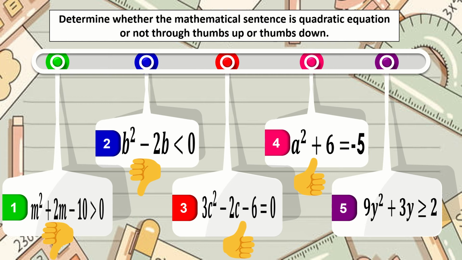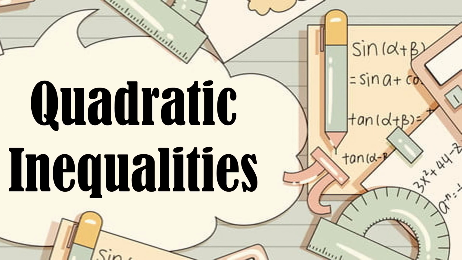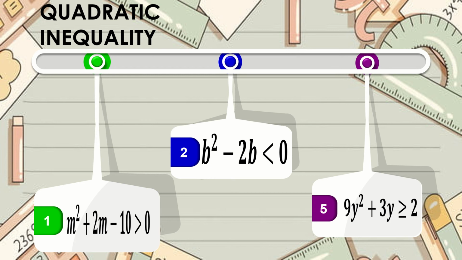Number 5. 9y squared plus 3y is greater than or equal to 2. This is thumbs down since it does not have an equal sign. We can now proceed with our discussion about quadratic inequalities. The three examples that are quadratic inequalities are example number 1, 2, and 5.